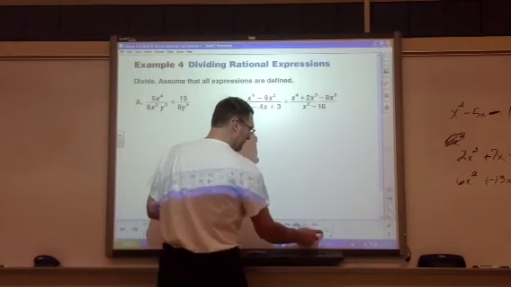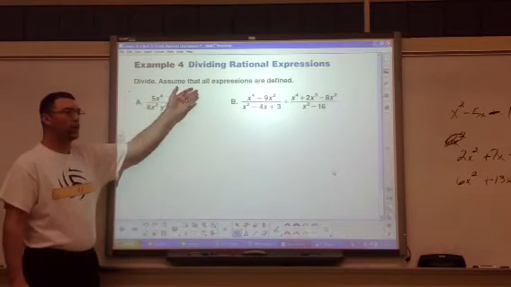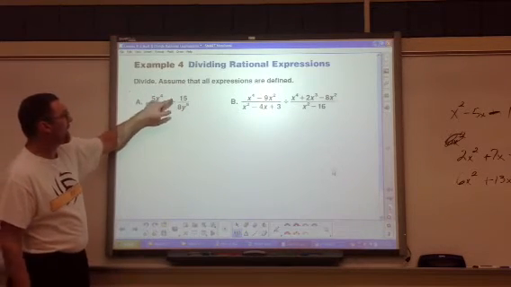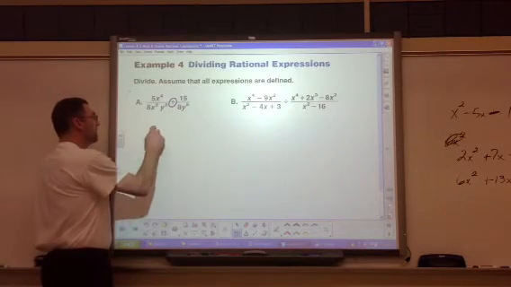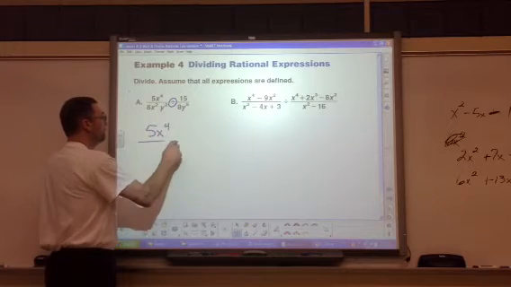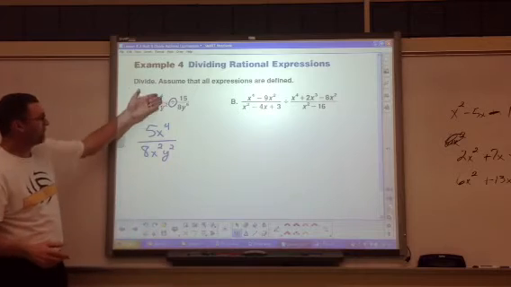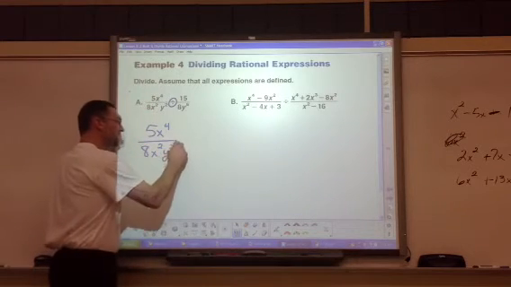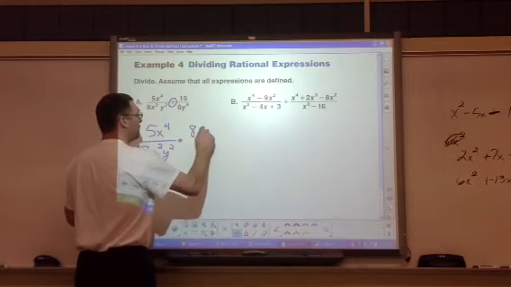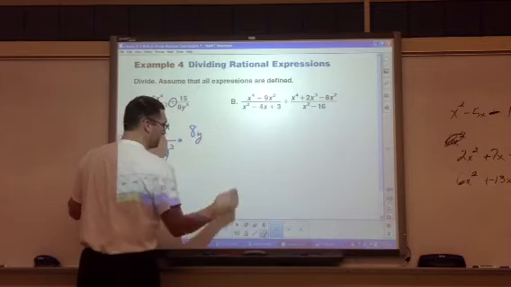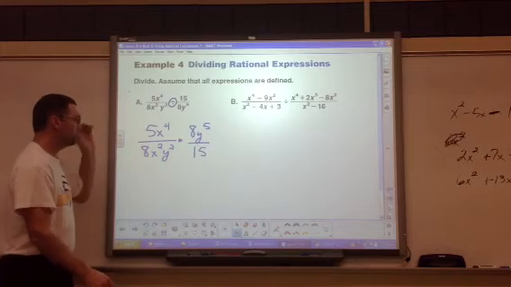So if we look at the first one here, once again we're working with monomials, but it says dividing here. We're dividing instead of multiplying. So my first step is going to be rewrite. I'm going to rewrite the first fraction, change the sign to multiplication, and then take the reciprocal of the second fraction.